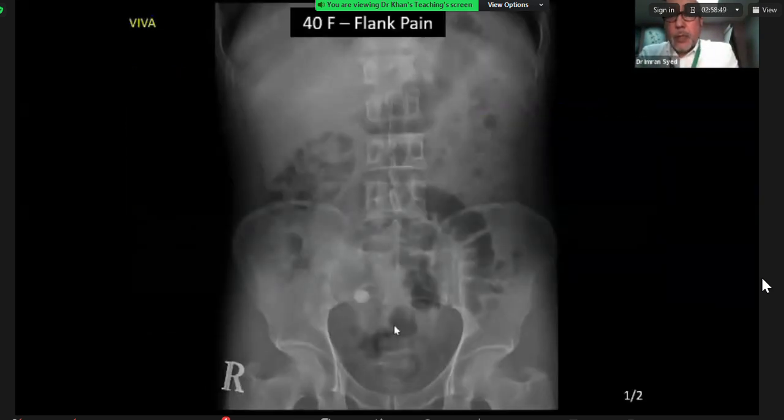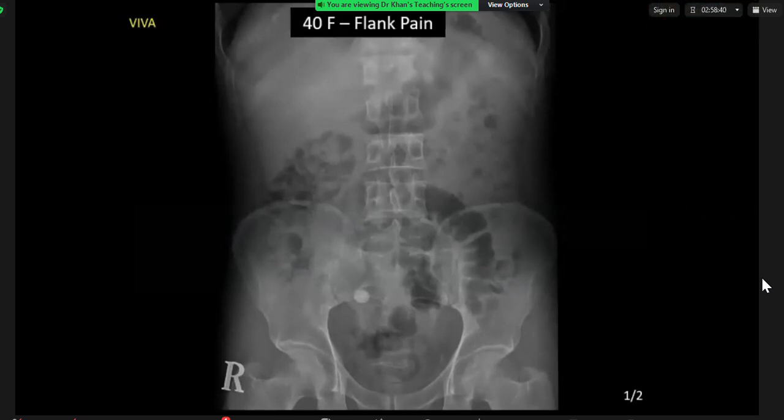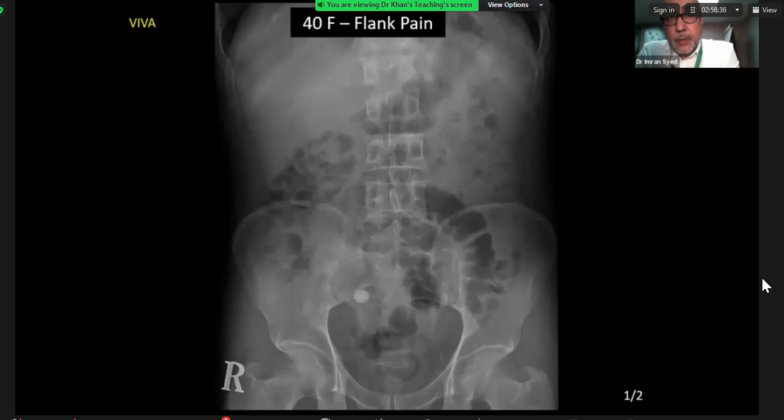Right, so over to the FRCR cases. So candidate 1, can you hear me? Yes, I can. Okay, so we're going to start the Viva session now. We've got a 40-year-old female with flank pain. Please describe what you can see.